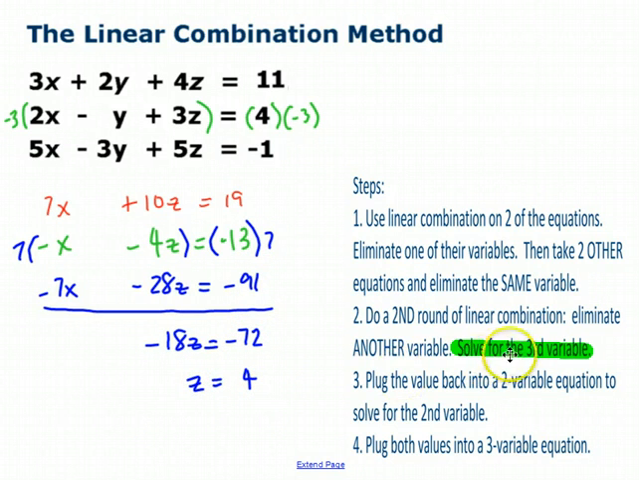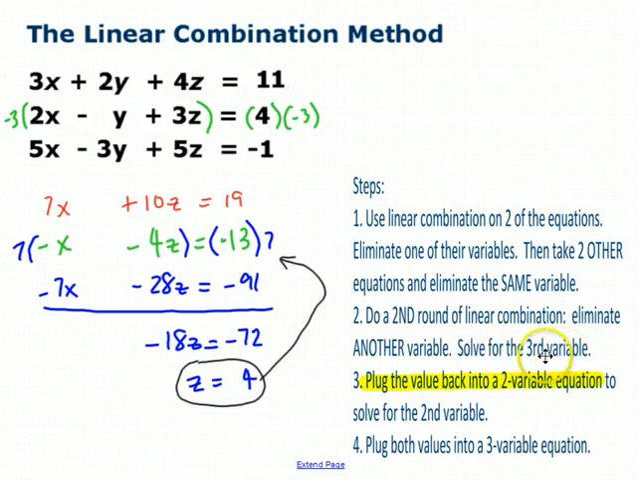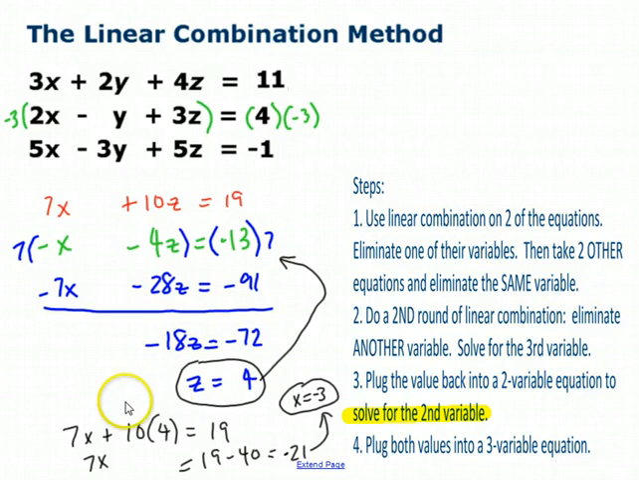Now that I've got that third variable, the next step is to plug that value back in to one of these two variable equations. In this 7x plus 10z equals 19 equation, I plug 4 in for z, so now it becomes 7x plus 10 times 4 equals 19. And if you do that, you can solve for x and find that x is negative 3.